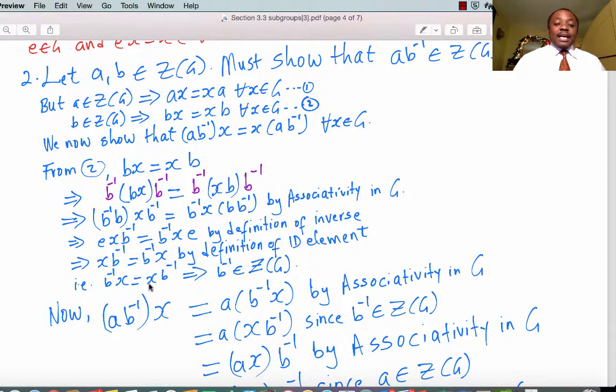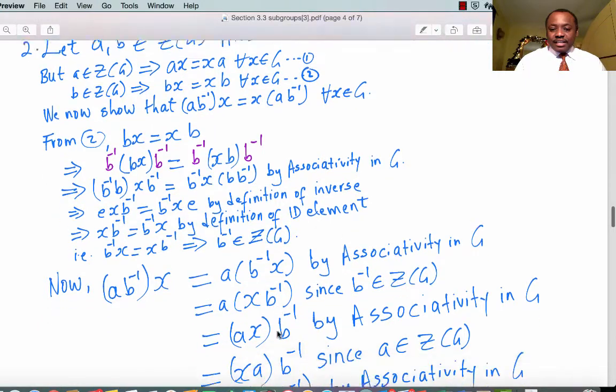That satisfies the definition of elements in ZG. So we conclude that B inverse is an element in ZG. Now let's go ahead and prove that AB inverse X equals XAB inverse. AB inverse X equals A. By associativity in G, we put B inverse and X together. But B inverse is in ZG, so B inverse X is the same as XB inverse.